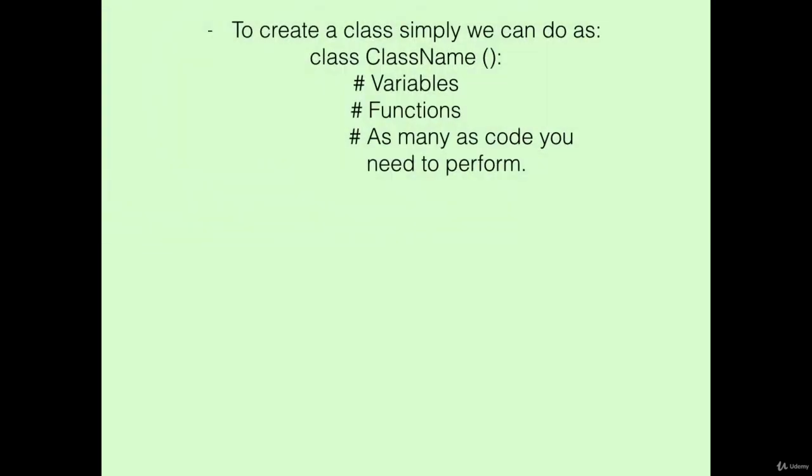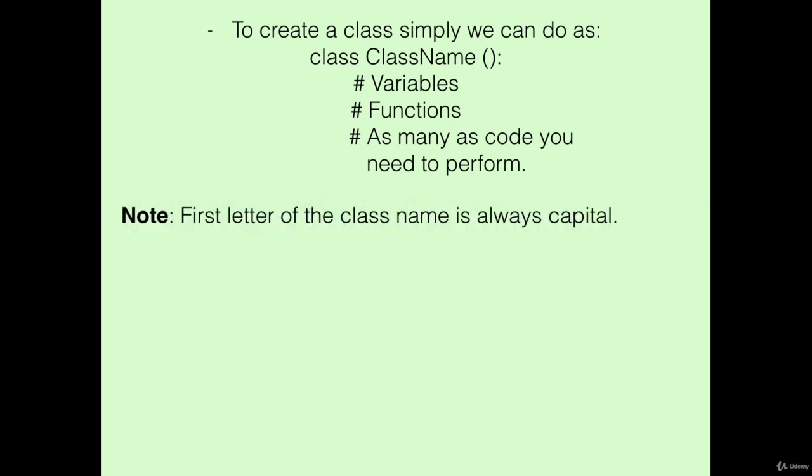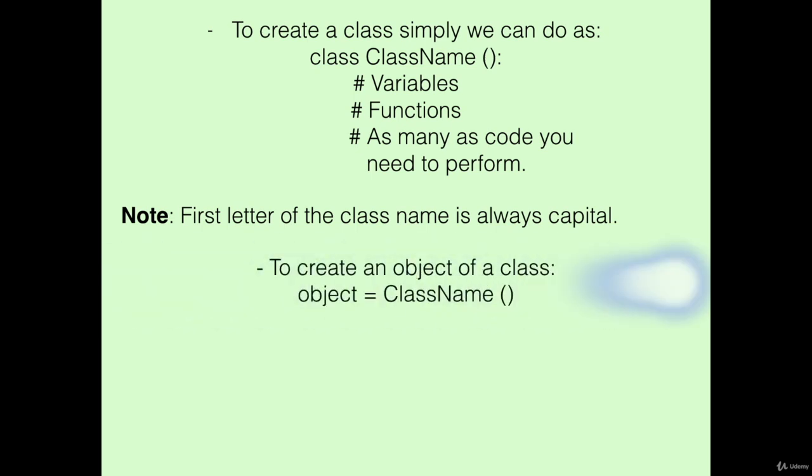To create a class, simply use the keyword class, your class name, parentheses, colon. Then you can put your variables, functions, and as much code as you need to perform. Note, the first letter of the class name is always capital. To create an object of a class, write your object name equals your class name, parentheses. See the next lecture to know how to create a class object.